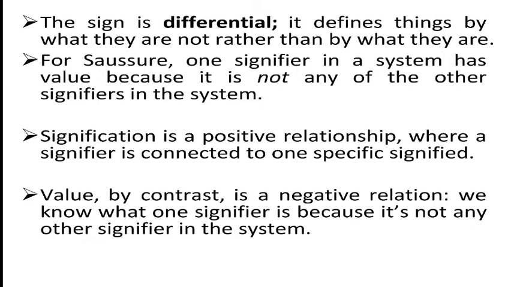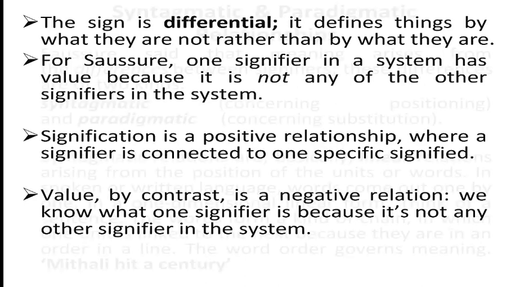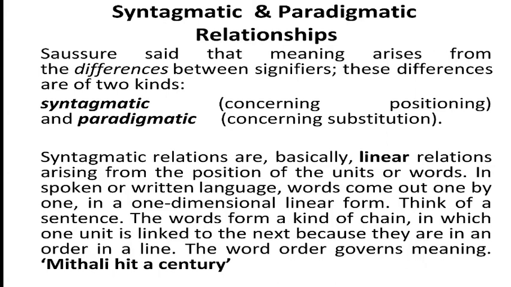The next important topic, syntagmatic relations and paradigmatic relations. Saussure said that meaning arises from the differences between signifiers. These differences are of two kinds. Syntagmatic, concerning positioning, and paradigmatic, concerning substitution.